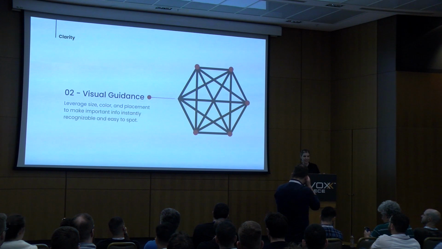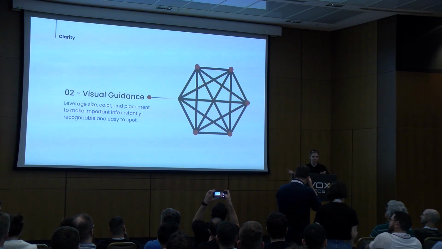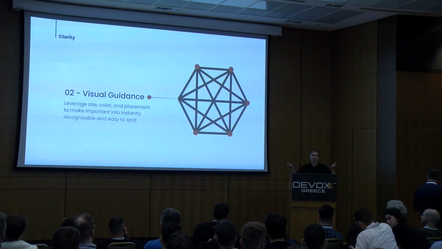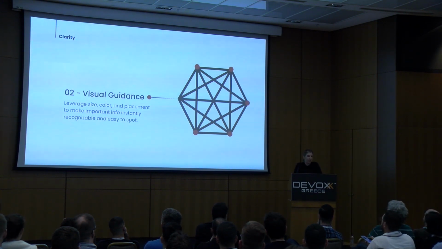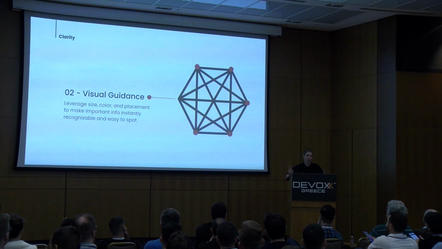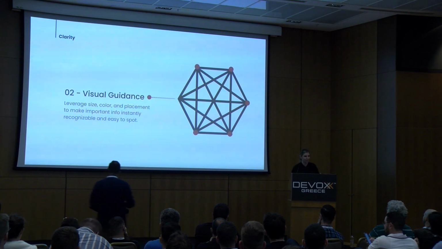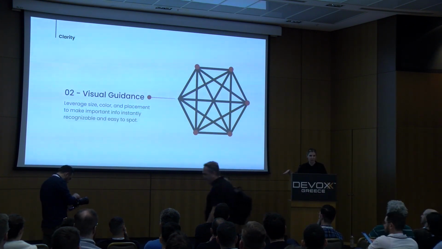Continuing with visual guidance. Now, we have prioritized the most critical data. And now we need to leverage the size, color, placement of elements to make that information instantly recognizable. So, okay, let's think about an unorganized spreadsheet or a tool that you've seen where the data sources are so unorganized you cannot even start looking into finding something. UX design uses the visual hierarchy to guide users' attention.